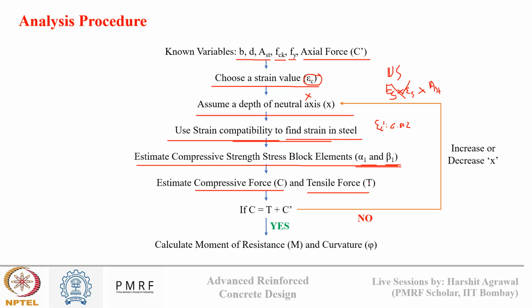Now to the tension force, we will add this element C dash, and we will see whether this is equal to C. Okay, C is equal to T plus C dash. If it is equal, then we can get the moment of resistance and the curvature. If it is not equal, then we will either increase or decrease the X value based on whether the compression force is more than or less than the equivalent tension force. So this is how we proceed with the analysis of a member under axial compression.